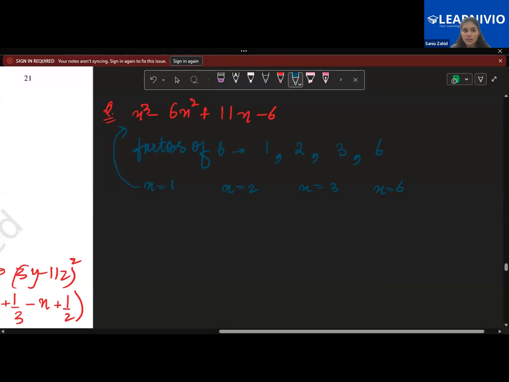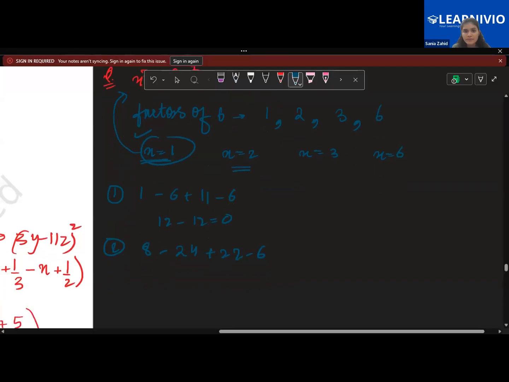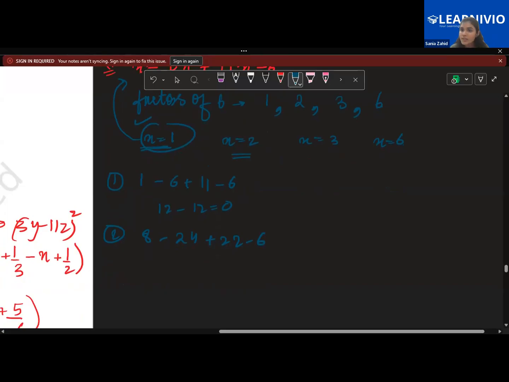So when x equals 1, 1 cube is 1 minus 6 plus 11 minus 6. 1 plus 11 is 12 and minus 12 is 0. So this is a factor. The second is x equals 2. 2 cube is 8 minus 24 plus 22 minus 6. I'm just substituting, children, directly. 8 minus 6 is 2, and minus 24 plus 22 is minus 2. So again, you get 0.